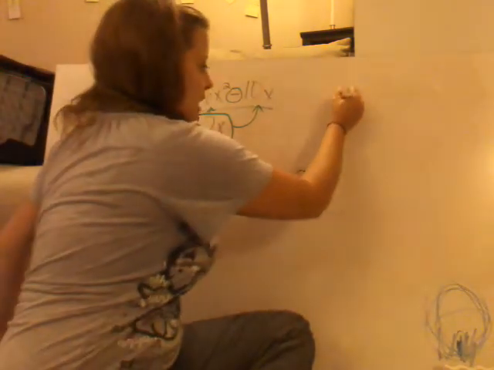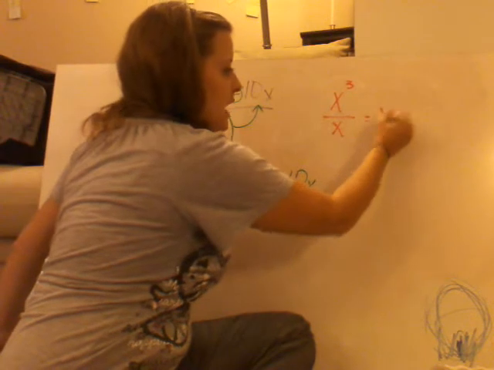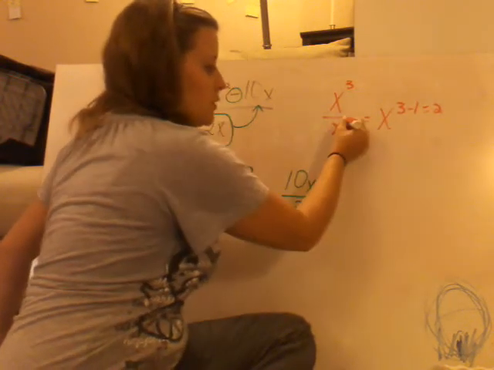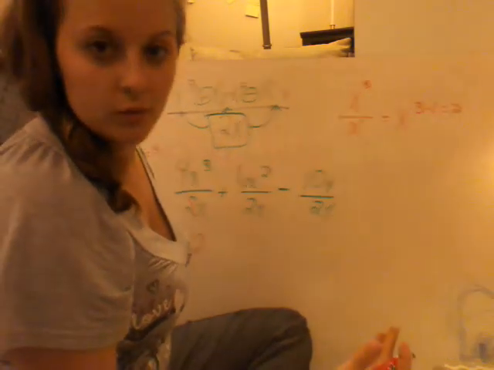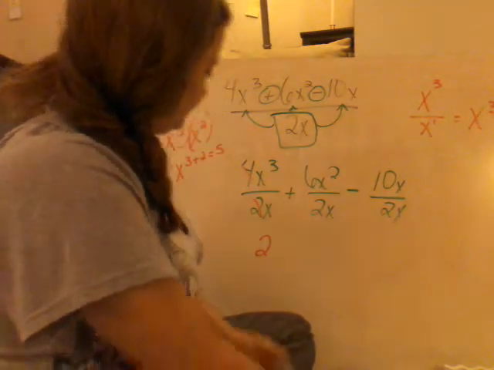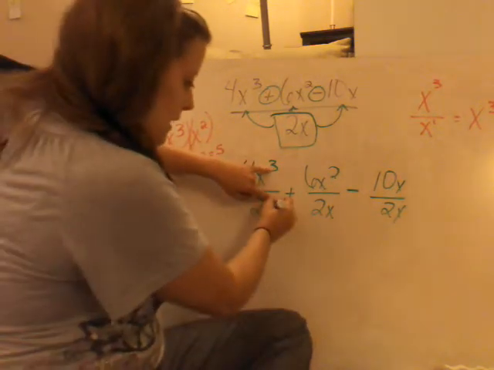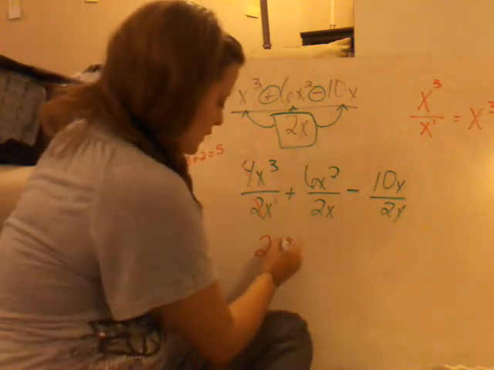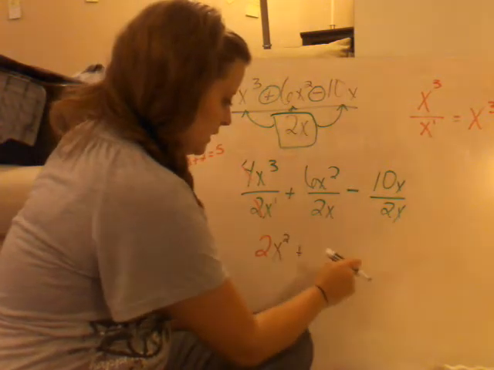So x to the third divided by x is the same thing as saying x to the 3 minus 1, which equals 2, because remember, there's a little imaginary 1 there. Even though we don't see it all the time, it's assumed. A lot of things are assumed in math. So I take 3 minus my imaginary 1, and that gives me 2. So then I write x squared. Okay? Plus, my plus sign stays the same.